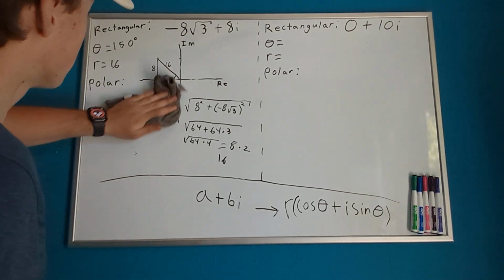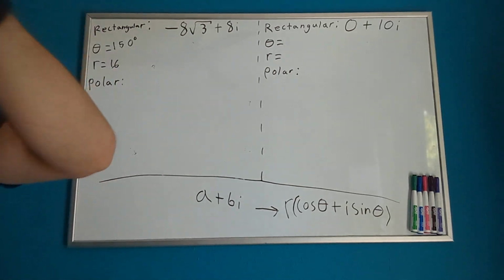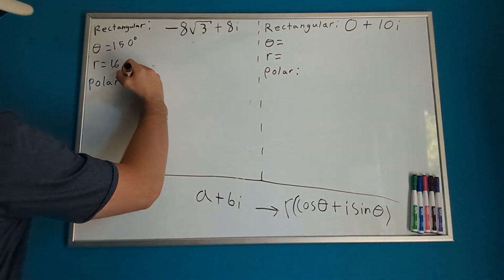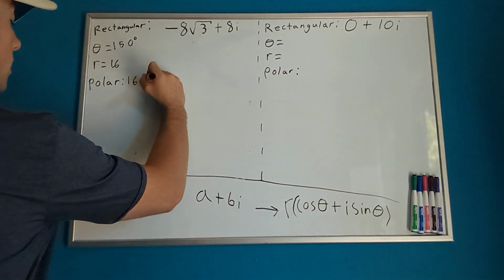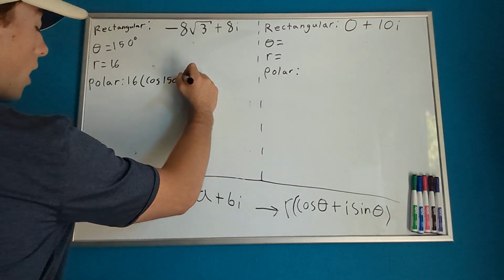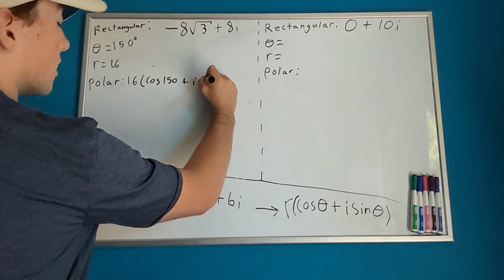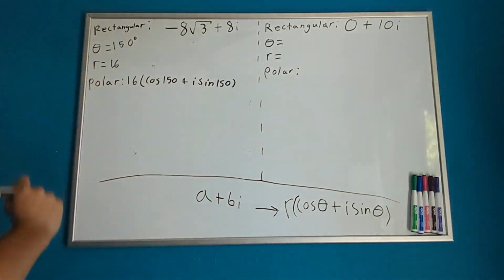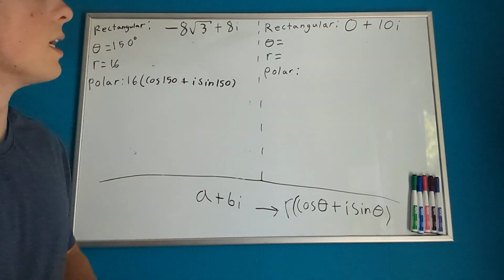So let's erase this. Now that we've found what theta and r equal, we can say our polar form is 16 times cosine of 150 plus i sine of 150. So there we have the first of the two problems done. Now let's look at this one.